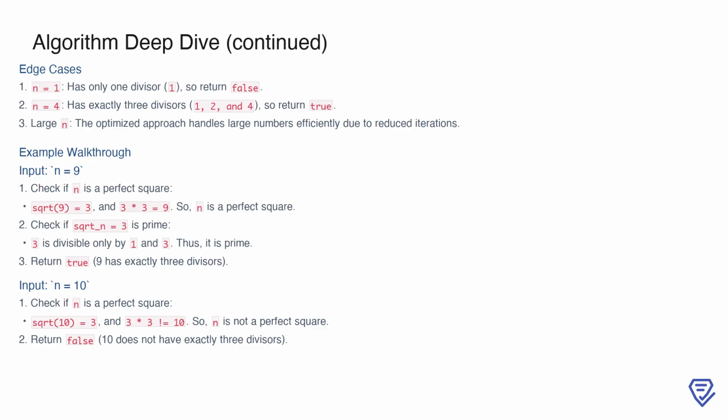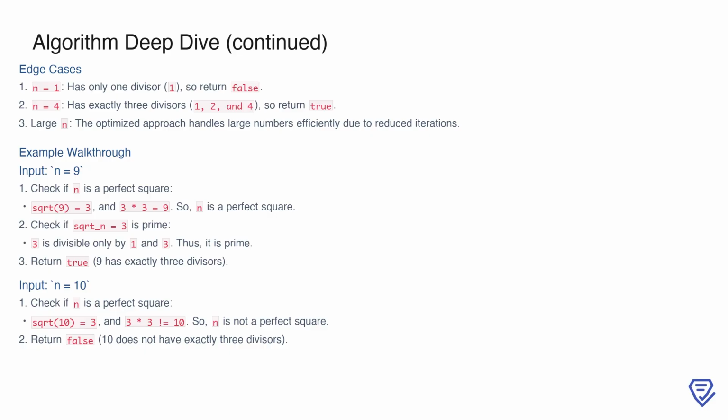First, consider n equals 9. We check if 9 is a perfect square. Its square root is 3, and squaring it gives 9, so it is a perfect square. Next, we verify if the square root, 3, is prime. Since it is divisible only by 1 and 3, it is prime. Thus, the function returns true.